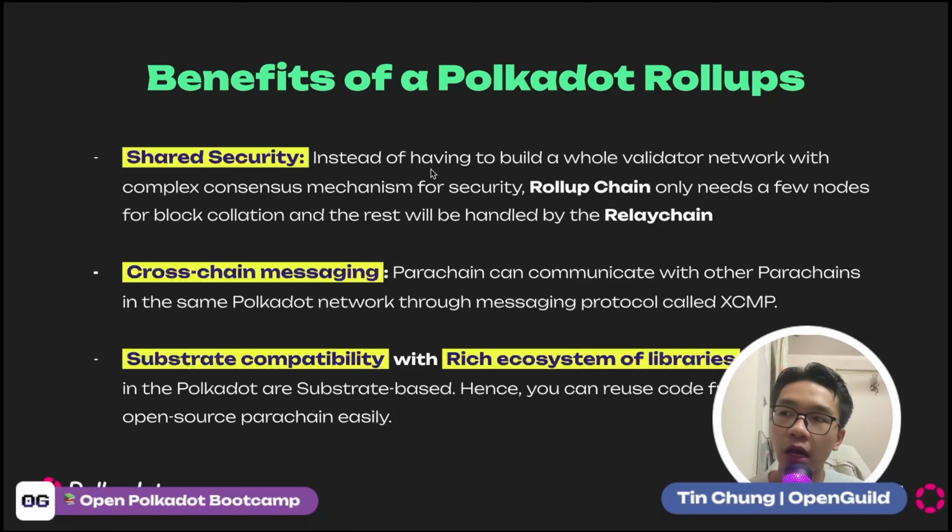The second point is cross-chain messaging. Parachains can communicate with other parachains in the same Polkadot network through a messaging protocol like XCMP, cross-chain message passing, and also Substrate compatibility with a rich ecosystem of libraries.